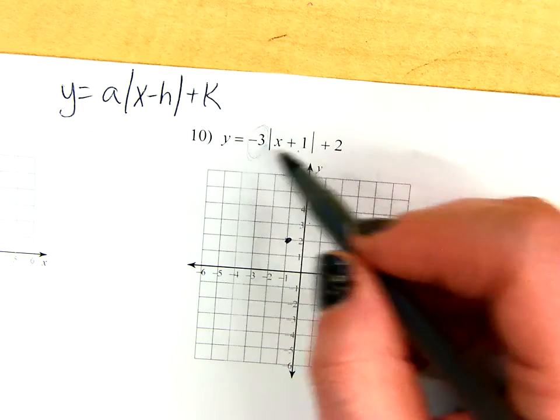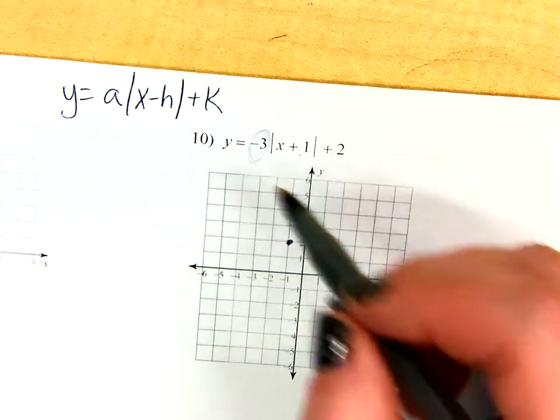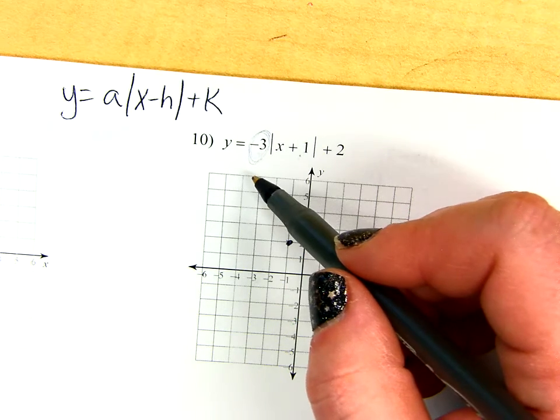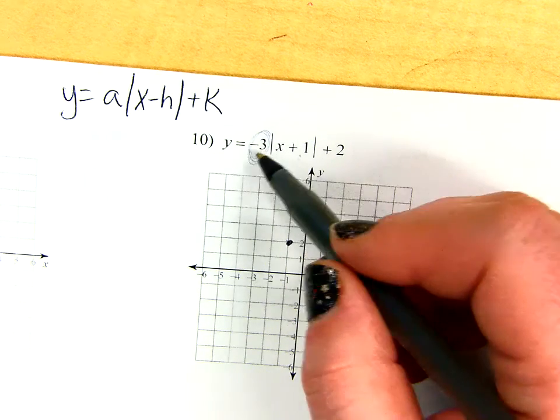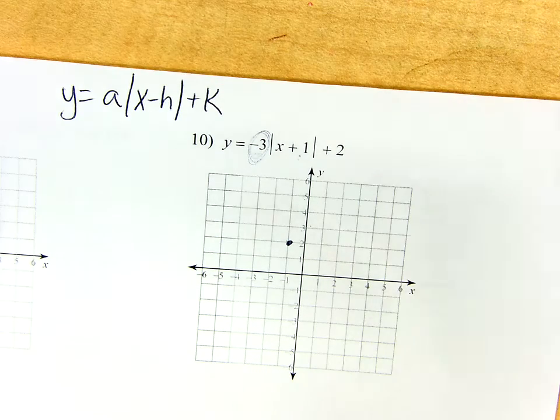So right here, I have my vertex, -1, 2. Same as normal. But now this isn't just 1 or -1 anymore. It's -3. So because it's negative, what do you think that's going to do to the graph? Flip it upside down, right? So now I'm going to have an upside down V. Okay, that part's easy enough.